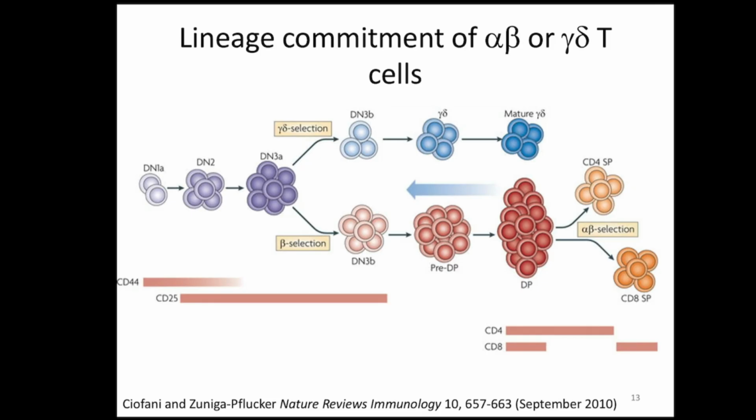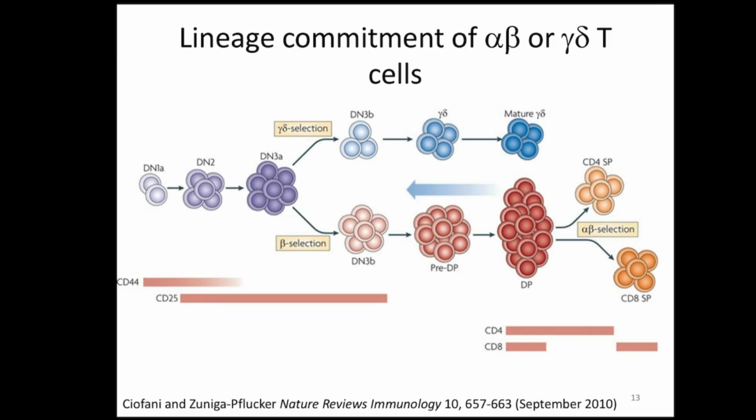Actually, gamma delta cells don't ever have CD4 and CD8 on their surface. They're completely weird T cells. Whenever I talk about CD4s or CD8s, and honestly, whenever I talk about T cells, I'm talking about alpha betas, which are the standard ones.